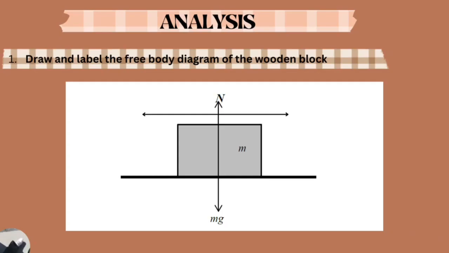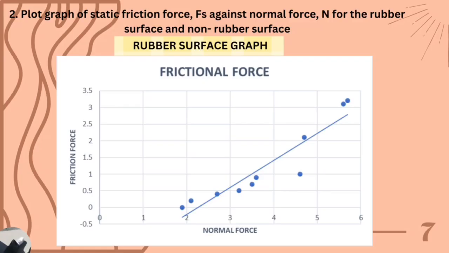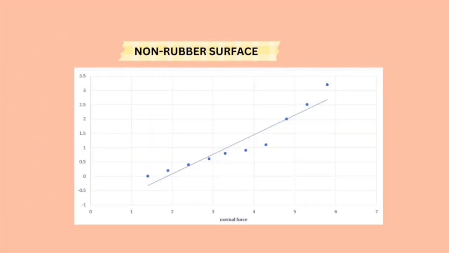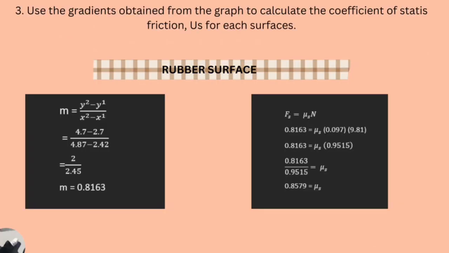For analysis, 1. Draw and label the free body diagram of the wooden block. 2. Plot a graph of static friction force Fs against normal force N for the rubber surface and non-rubber surface. 3. Use the gradients obtained from the graph to calculate the coefficient of static friction.